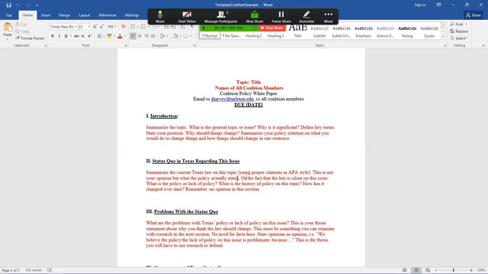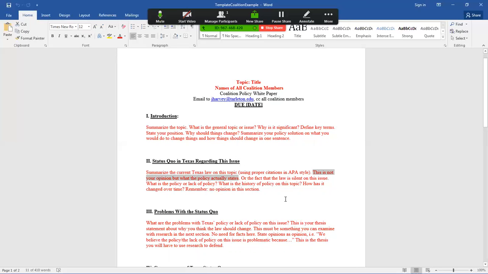Well, the Affordable Care Act is actually a federal law. It applies to Texas. Any federal law applies to Texas. So you're good on that one if you're studying federal laws. If you're looking at things that are at the state level, you need to look at Texas specifically. But the Affordable Care Act, it did the following things. I know it's really big. You can summarize it. This section is not your opinion, but what the policy actually states.